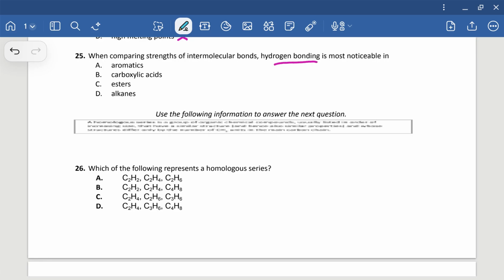Number 25, when comparing strengths of intermolecular bonds, hydrogen bonding is most noticeable in. To have hydrogen bonding, you need an oxygen directly bonded to a hydrogen, a nitrogen, or a fluorine. So with that, it's not going to be aromatics. That's just saying we have a benzene ring. We don't even know if we'll have oxygen there. Esters, we don't have that direct bond of the OH group. Alkanes wouldn't have an OH on it, so the best answer is B.